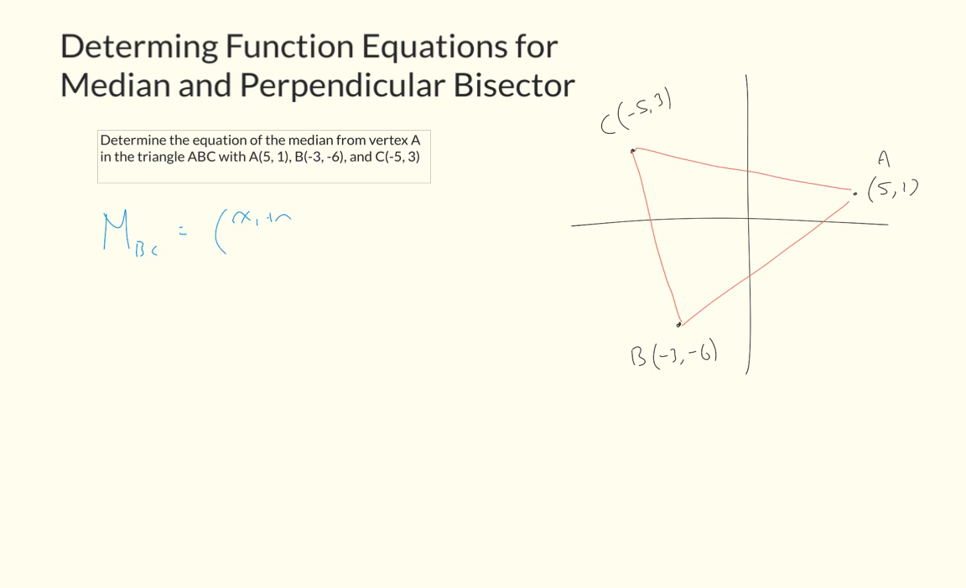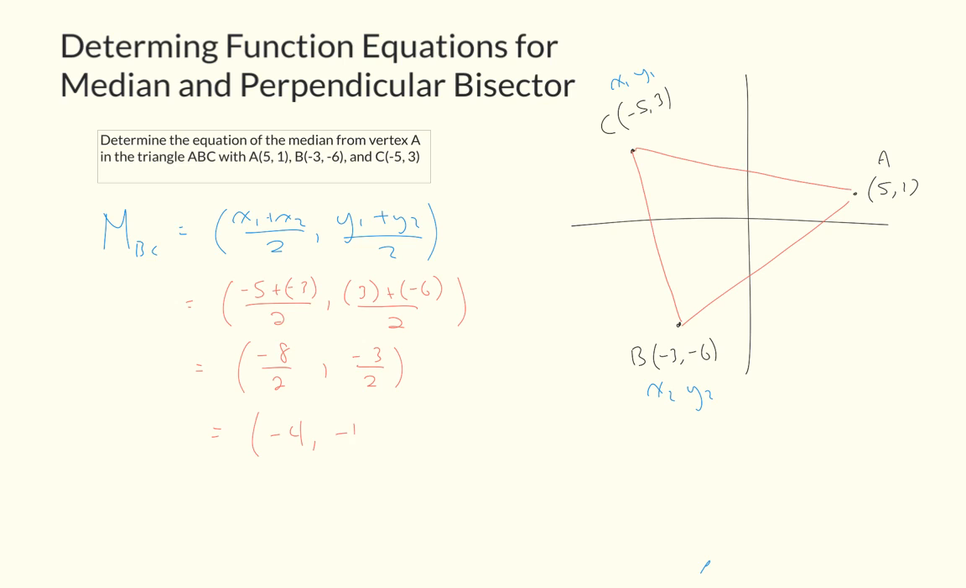I'll just write it in one time, (x1 plus x2)/2, (y1 plus y2)/2. Again, it doesn't matter which one I call x1 and y1. We'll just do this one x1, y1, this one x2, y2. And so let's plug in the numbers here. -5 plus -3, 3 plus -6, and that equals -8/2 and -3/2, which works out to -4 and -1.5 if I prefer that to -3/2.